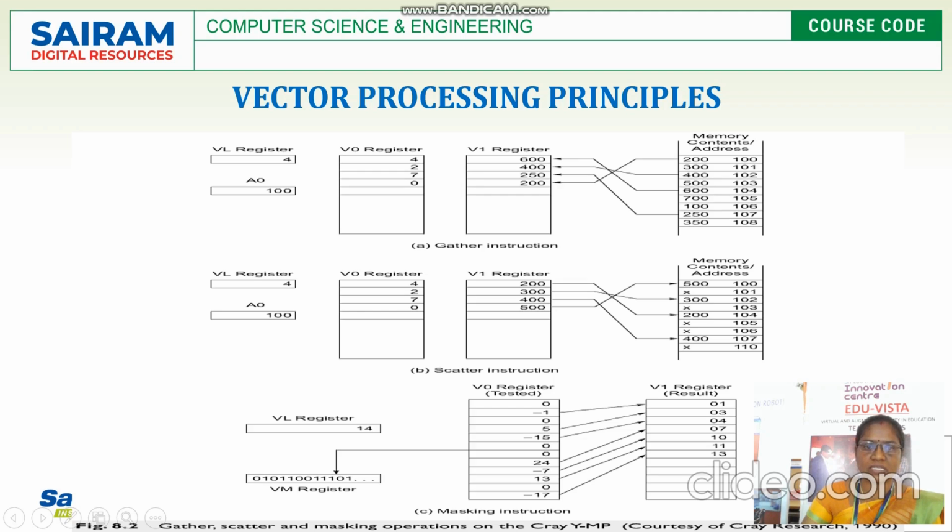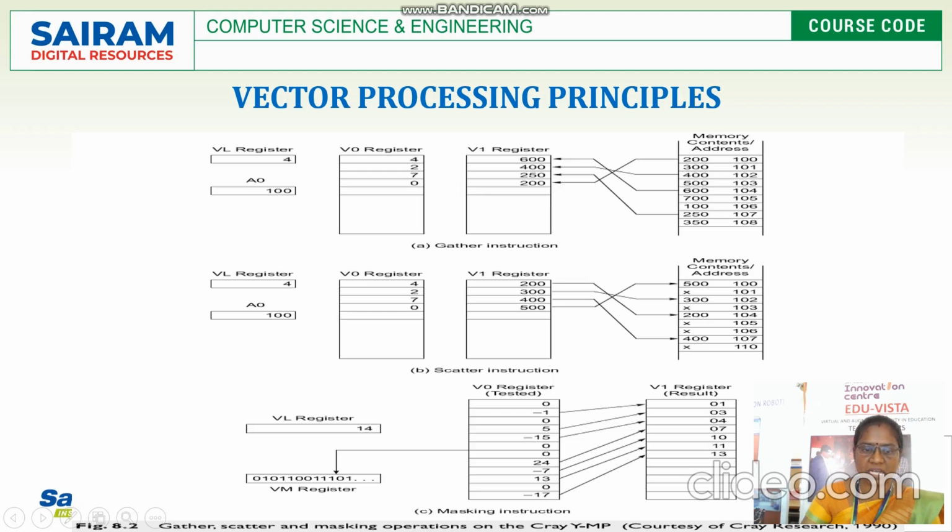These two registers are multiplying the values of a VL register, which is stored in A of 0. So here, A of 100. Here 100 is the memory address and value 4 is stored here. So this is what happened in the gather. And scatter is the opposite of gather.